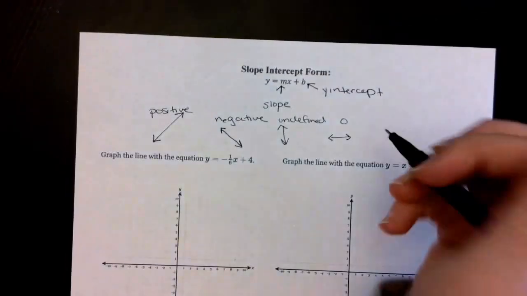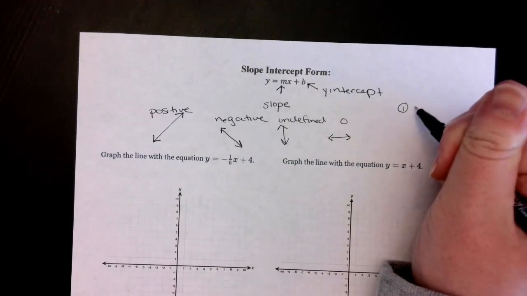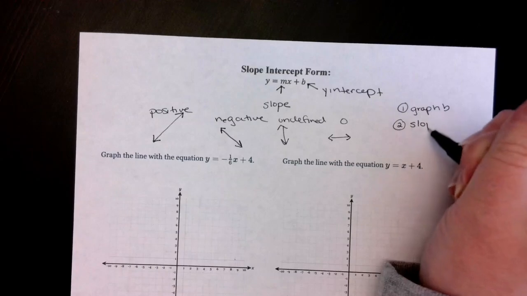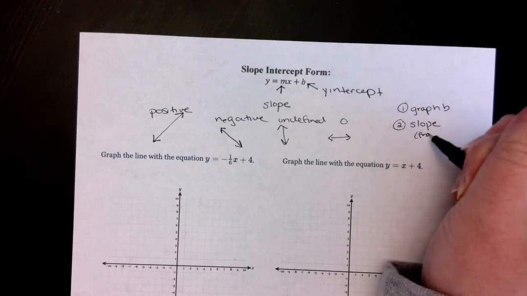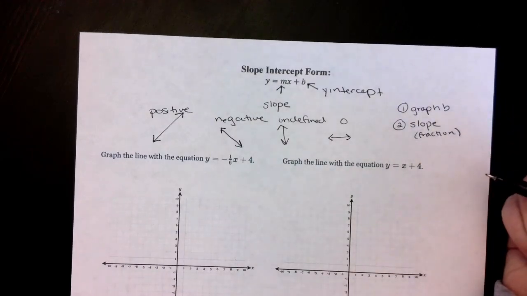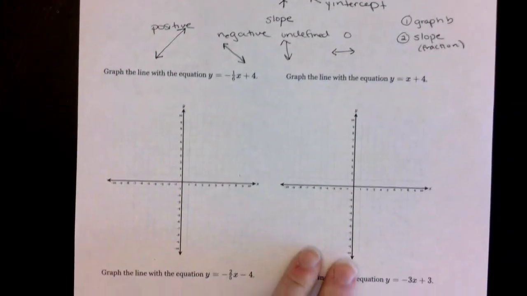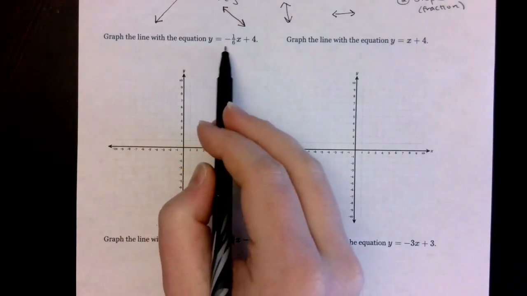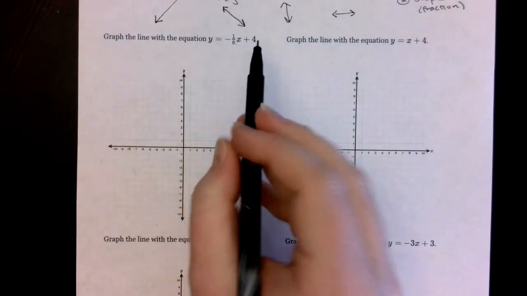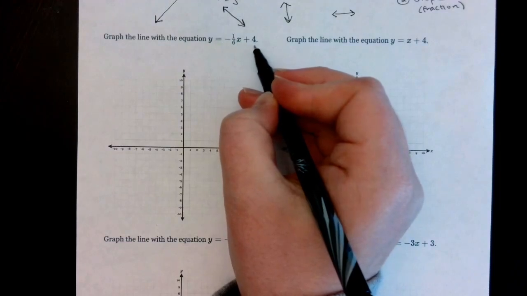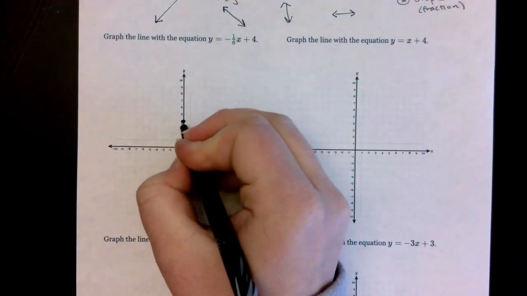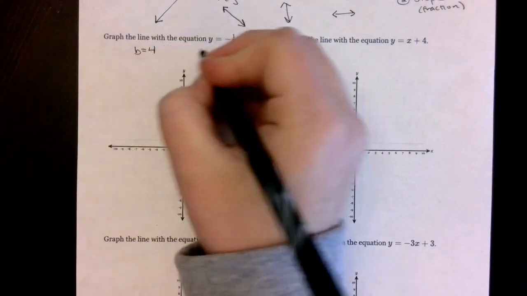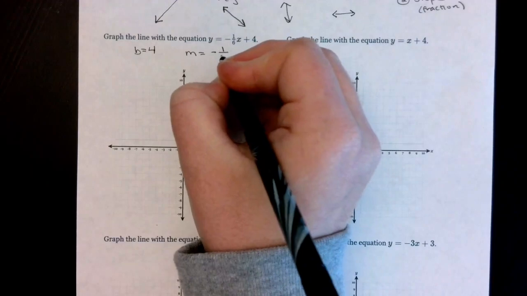Okay, so the first thing you need to do, graph your b, and then graph your slope in a fraction. If it's not in a fraction, you put it in a fraction. Okay, so step 1 in our first question says graph the line with the equation y equals negative 1/6x plus 4. 4 is my b, so I'm going to find 4 on my y-axis and graph it. So b is 4. My slope here is negative 1/6.